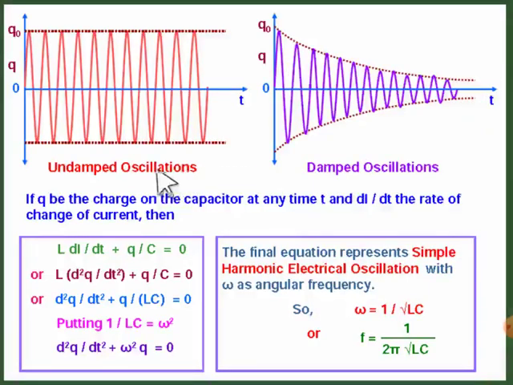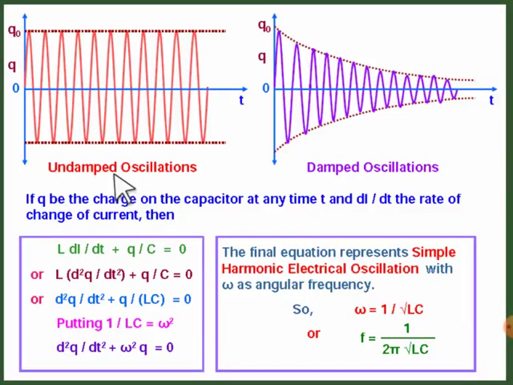What is meant by undamped oscillations? If the amplitude of the oscillation or vibration practically remains constant with time, then that type of oscillation we call undamped oscillations. That means the amplitude will remain constant with time. And whatever we have discussed, that LC oscillation is nothing but an undamped oscillator.